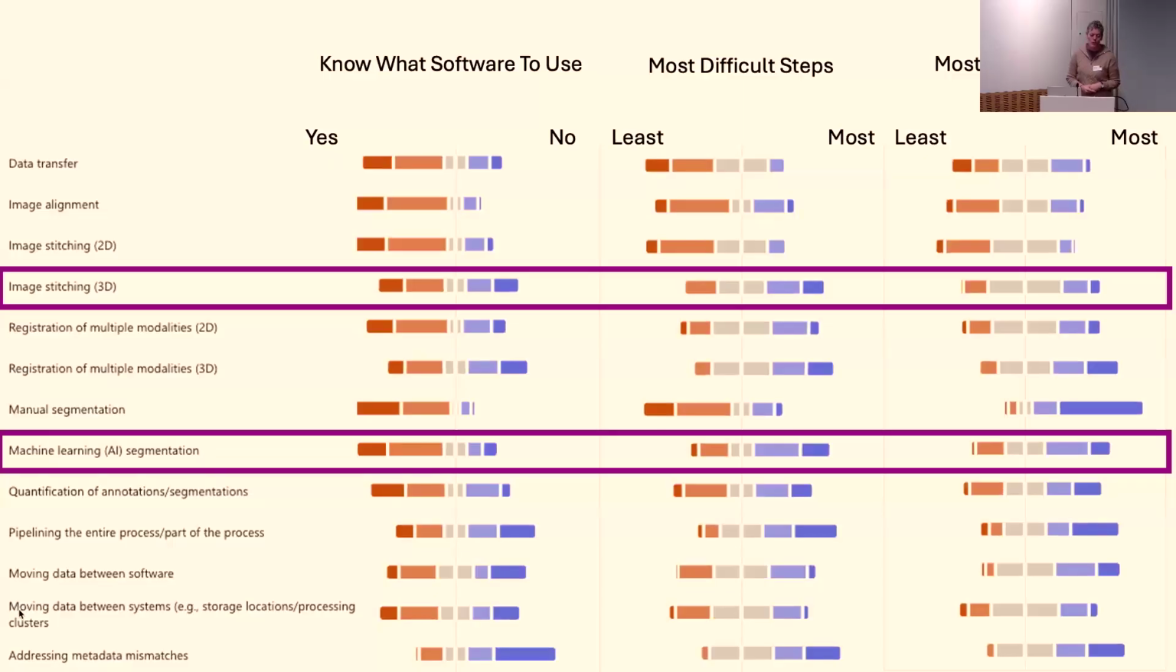And it was one of the most difficult and most tedious steps. So this seemed like a good place for us to be focusing on as CCP-volumeEM in order to move the field forward here. And then the other area, as I already highlighted, is the machine learning or AI segmentation, where people did feel like they knew what software to use, but it was still one of the most difficult and tedious steps, which isn't too surprising.